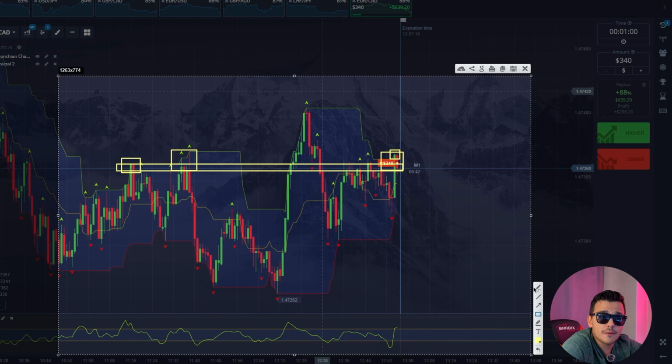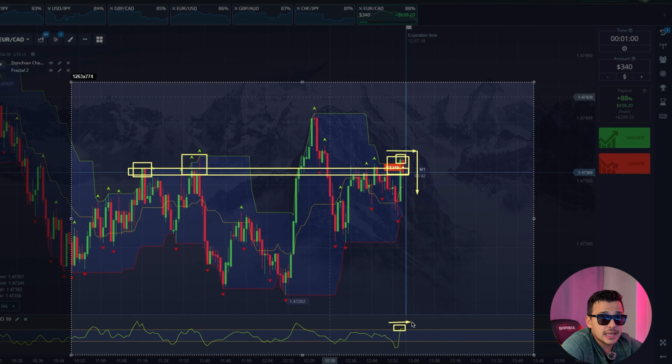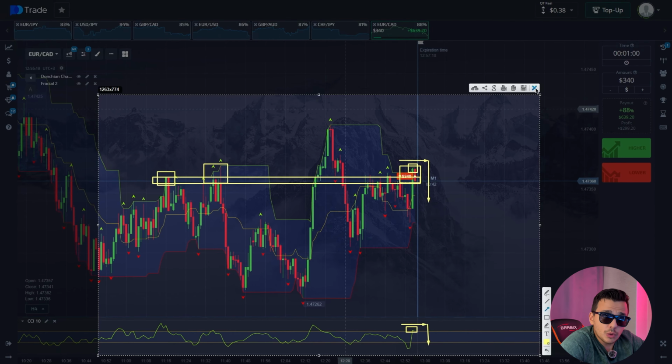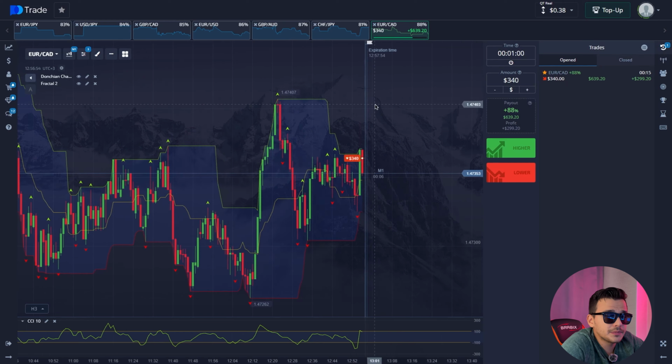touching the upper moving line of our channel, and we are also watching the exit from the overbought area. That is, the oscillator crossing the moving average from top to bottom. Let's watch the result.